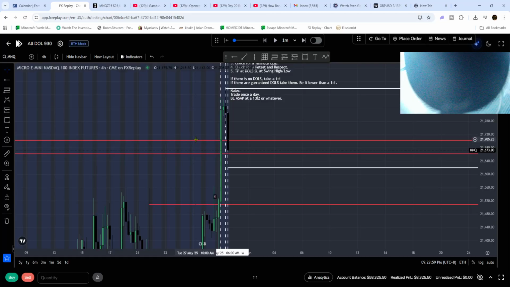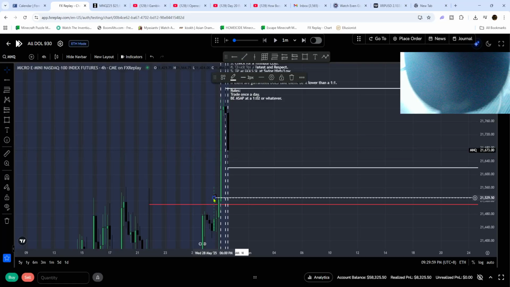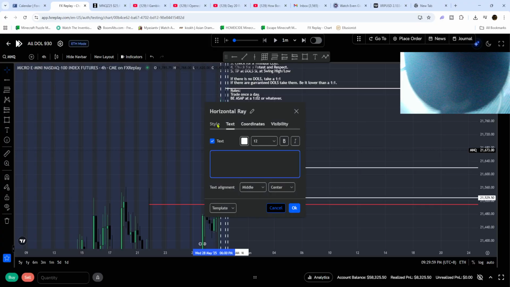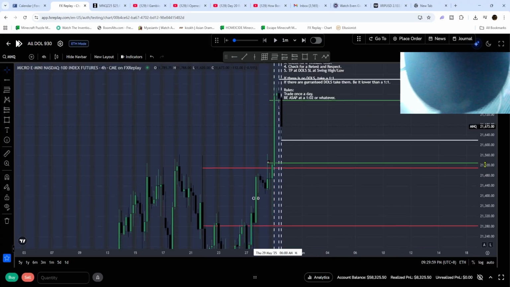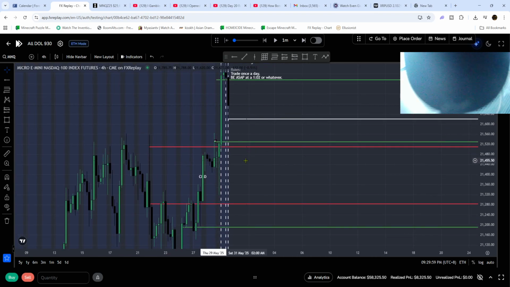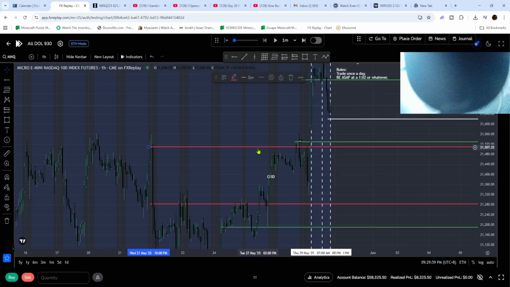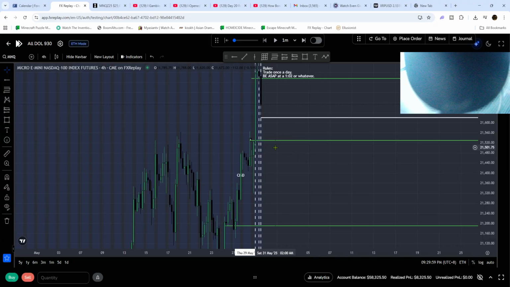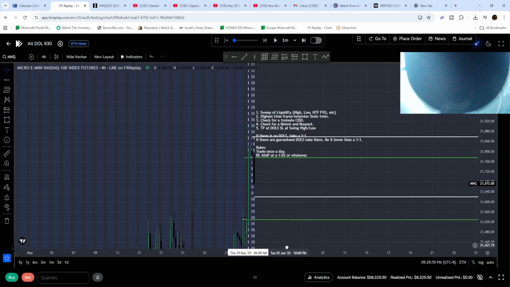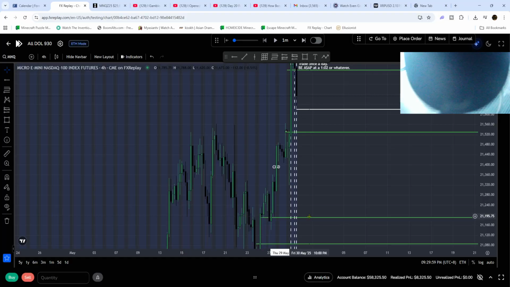So on a 4 hour, we are actually in this. So this has been inversed. We are in this 4 hour gap. We are in this 4 hour bullish gap. So I'll be looking for longs. And there's this 1 hour gap that already got inversed. Another 4 hour gap here.